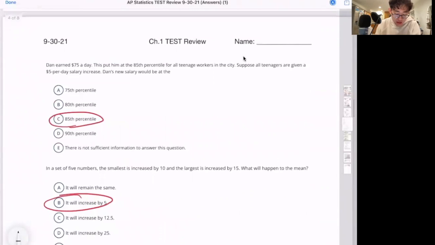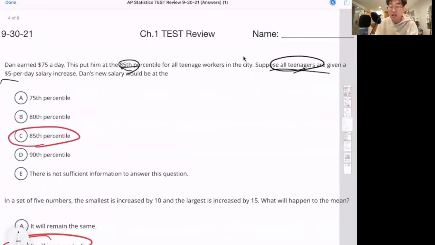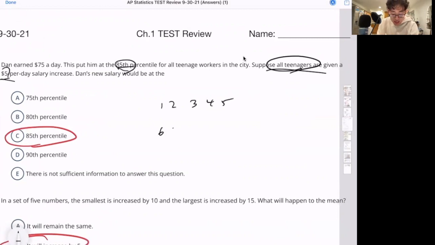Dan earned $75 a day. This put him at the 85th percentile. Suppose all teenagers are given a $5 salary increase. All the teenagers were given that, so every number in the data set gets increased by $5. Does that do anything to the percentile? No, because if you have 1, 2, 3, 4, 5 and you increase each by $5, you get 6, 7, 8, 9, 10. You're the 80th percentile here, and you're still the 80th percentile in the new data set. So it's still the 85th percentile.